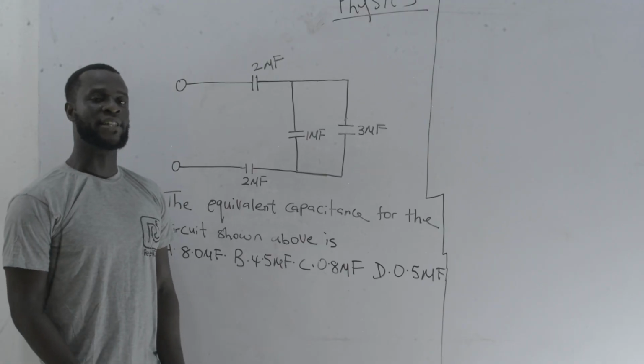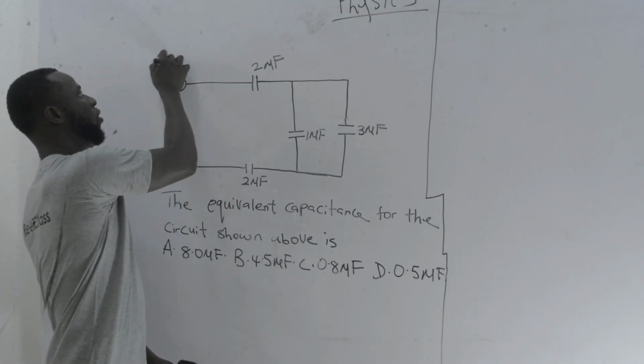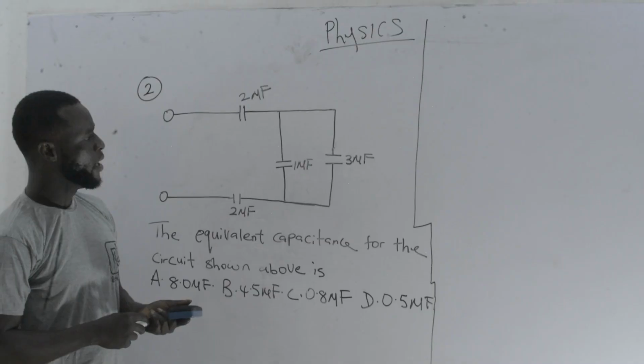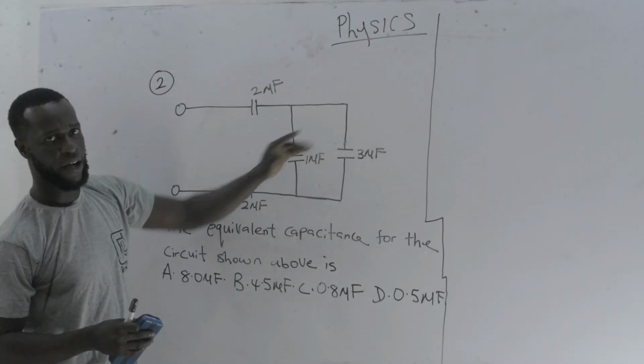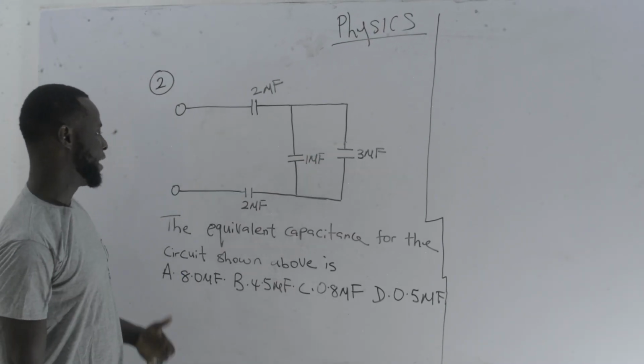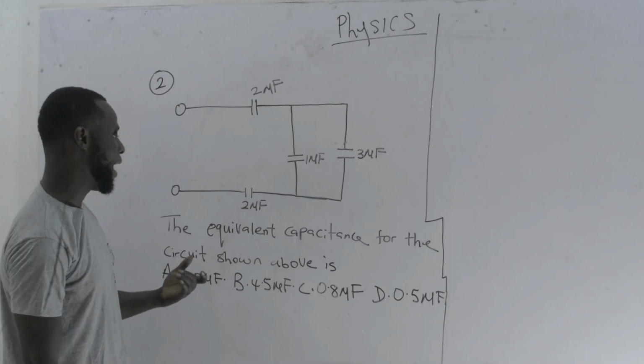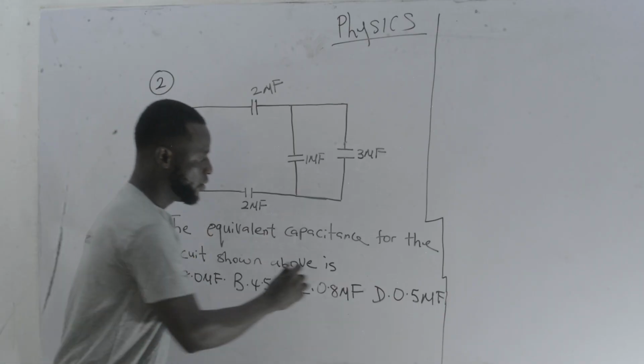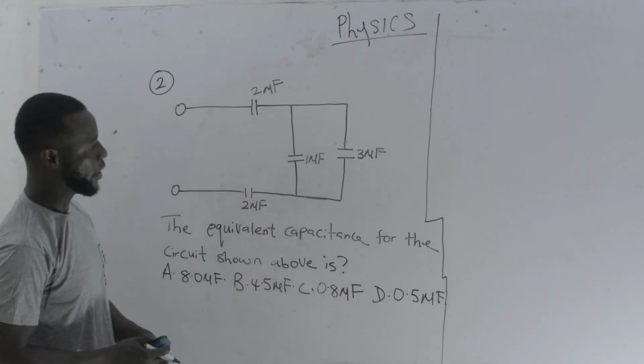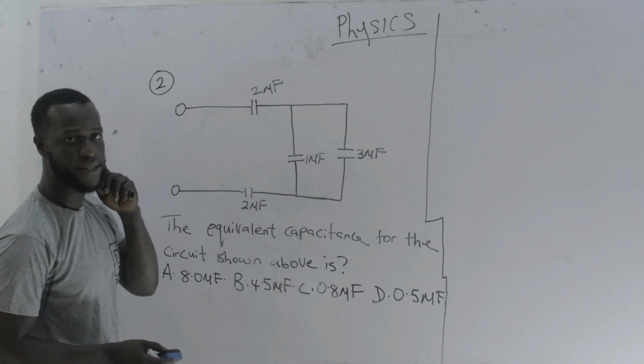All right, so this is question number 2 on capacitors. In this question, they gave us this diagram, and they said that the equivalent capacitance for the circuit shown above is, that was the question, we are looking for the equivalent capacitance.